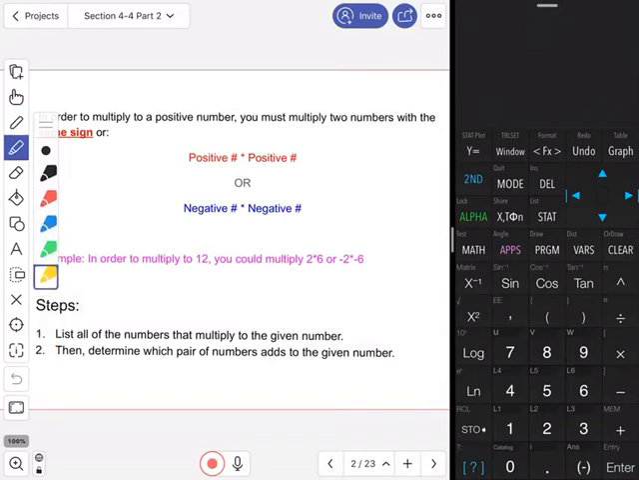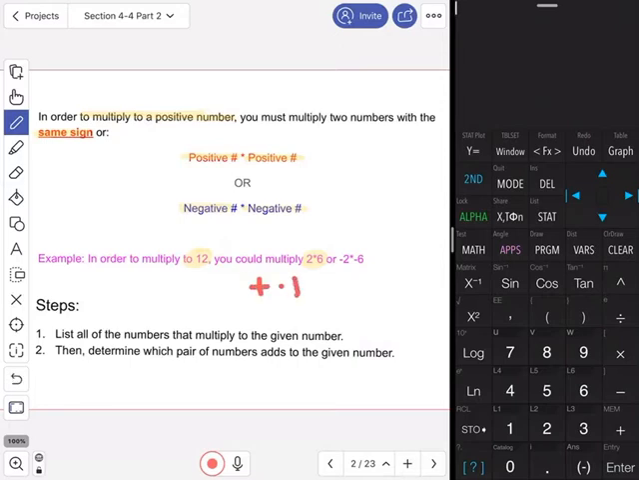In order to multiply to a positive number, you have to multiply two numbers with the same sign, meaning a positive number times a positive number, or a negative number times a negative number. So for example, if you wanted to multiply to 12, you can multiply positive 2 times positive 6. So it's a positive times a positive. Or we can multiply negative 2 times negative 6, which would be an example of a negative times a negative.